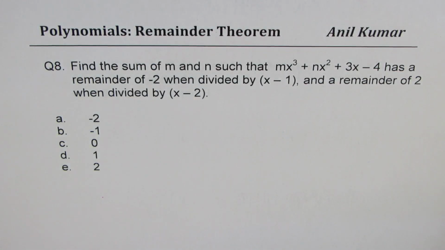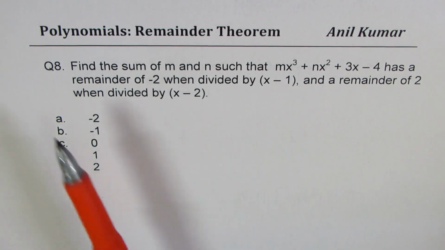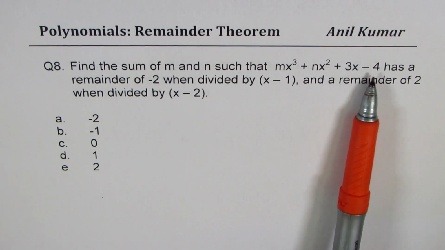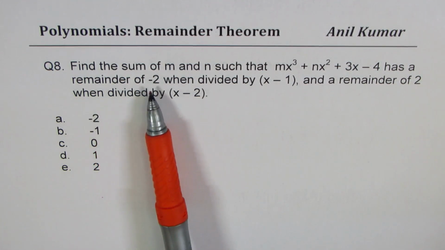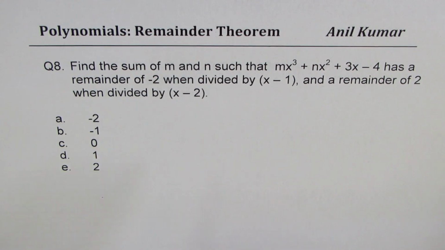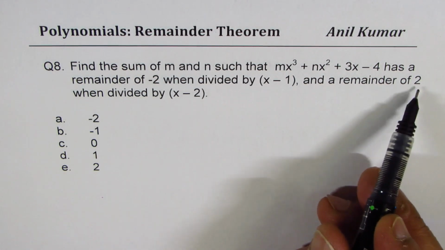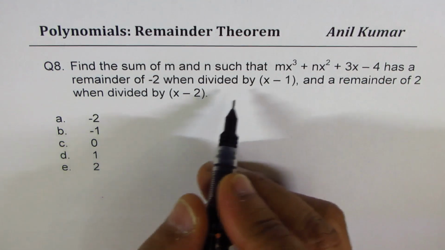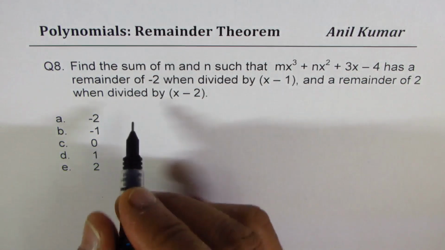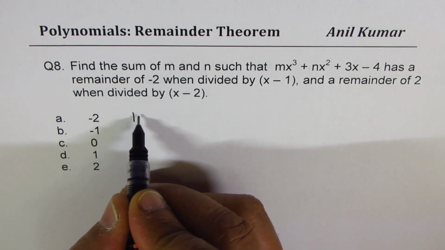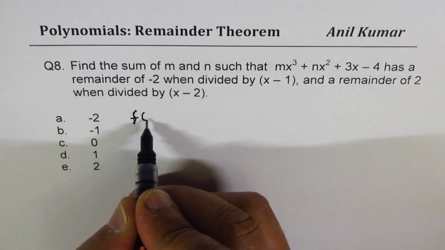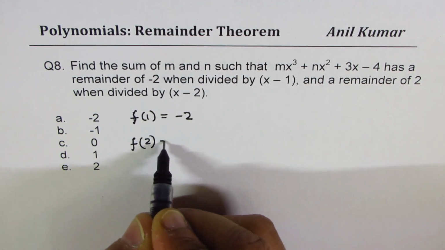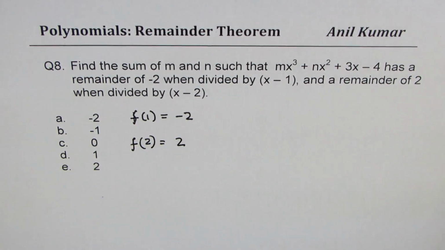Question number 8. Find the sum of m and n such that mx cubed plus nx squared plus 3x minus 4 has a remainder of minus 2 when divided by x minus 1 and a remainder of 2 when divided by x minus 2. So basically we are saying that when you divide by x minus 1, the polynomial function f of 1 is minus 2 and f of 2 is 2, right? That's what is given to us.